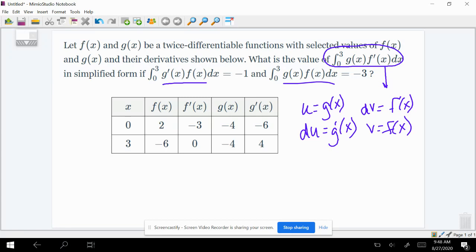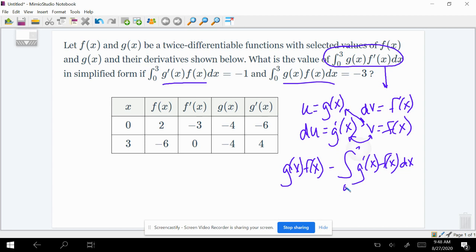So now the process of integration by parts is these two multiplied together. So you get g of x, f of x, minus the integral of these two together, g prime of x, f of x. And keep in mind that the boundaries don't change. It's still 0 to 3.